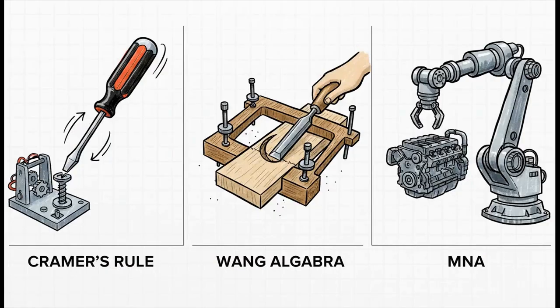In the end, it really is just like a physical toolbox. Cramer's rule is your basic, reliable screwdriver. Wang algebra is like a custom-made jig that makes a really tricky task elegant and simple. And MNA, well, MNA is the fully automated robotic arm, built for massive power and speed. A skilled engineer knows which one to grab.